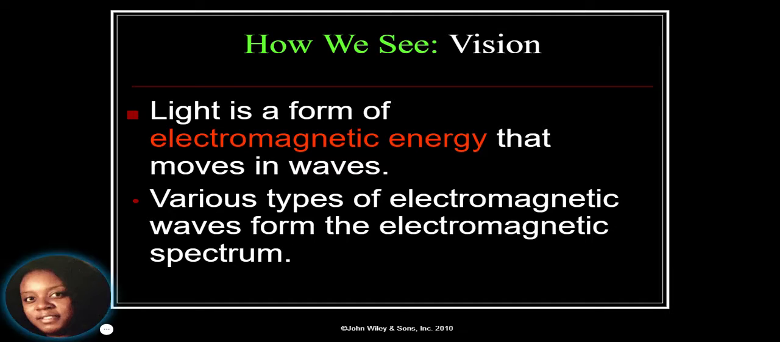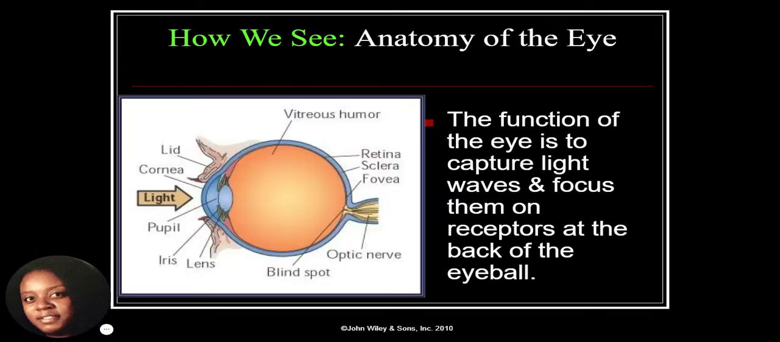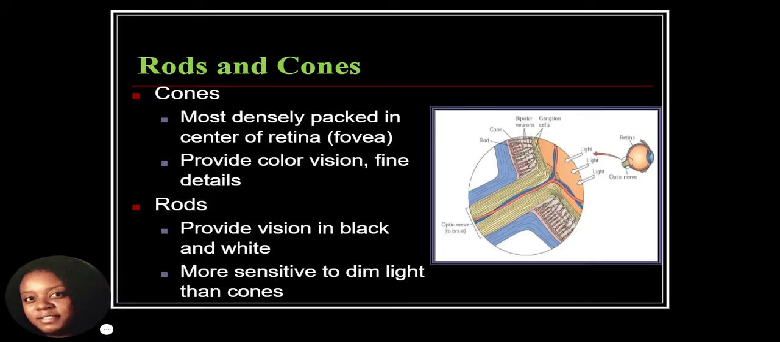When it comes to our vision, vision is based on light hitting the eye. Light is a form of electromagnetic energy that's going to move in waves. The function of the eye is to capture those light waves and focus them at the back of your eyeball so that your eye can make sense of the image that hits it.